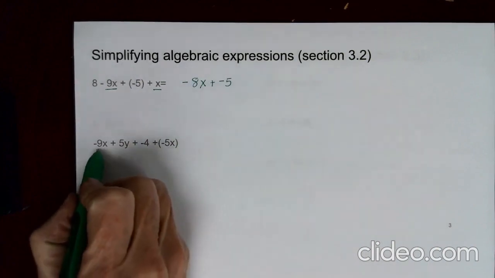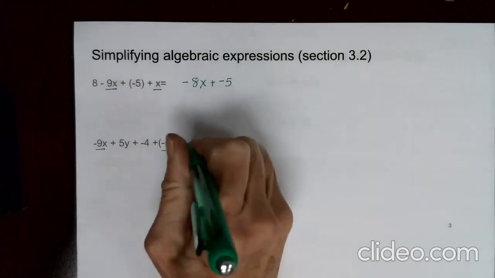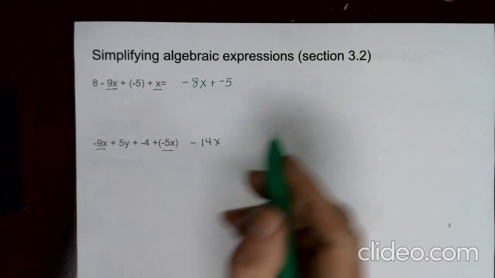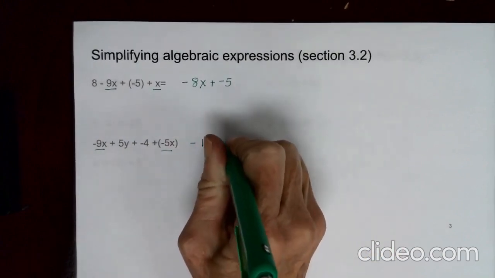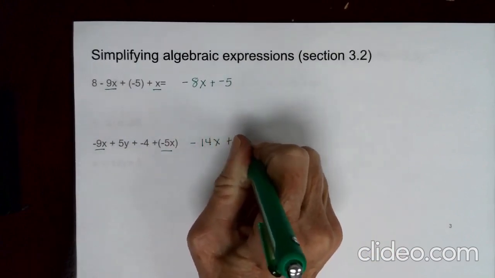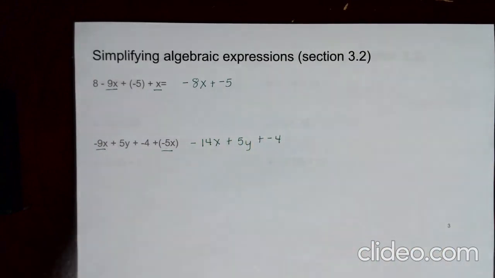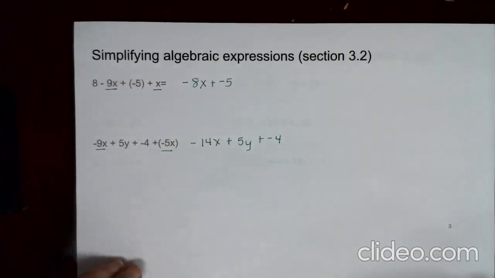On this one, these two match, so I have a negative 14x because they're both negative, so I add and use their sign. I don't have anything else to add to my 5y, and I don't have anything else to add to my negative 4. So that's the way that that problem stands.